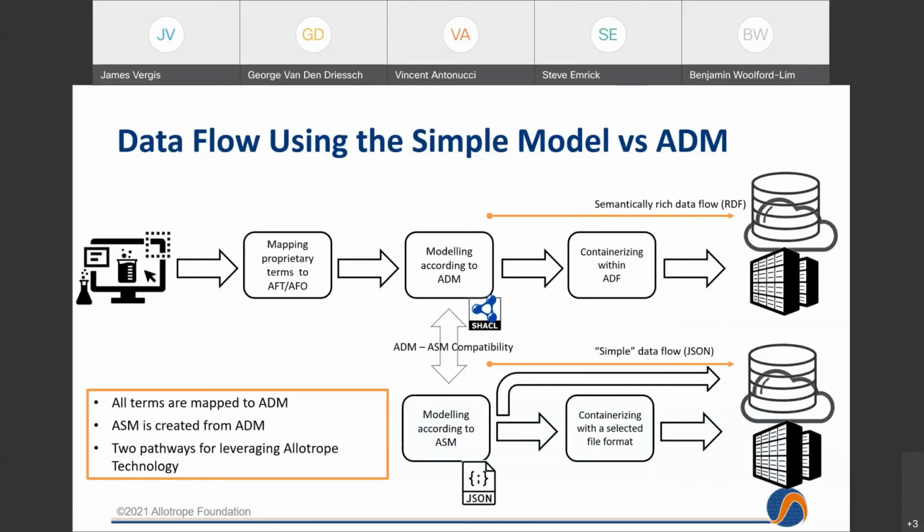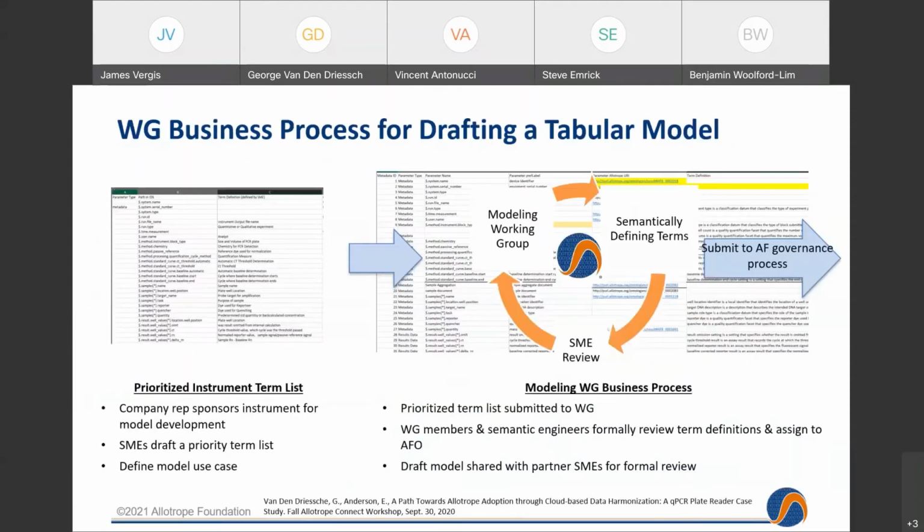Once they have that model use case in the draft list, the company rep and SMEs attend a modeling working group meeting, share their draft model with that team, and then those terms are reviewed. Semantic engineers in the group ask the SMEs questions about what does this definition mean, how is this working, and then the semantic engineers begin semantically defining those terms and adding them into the AFO.